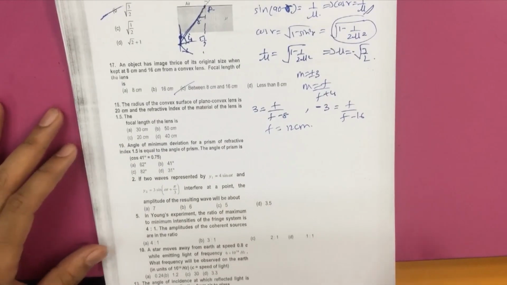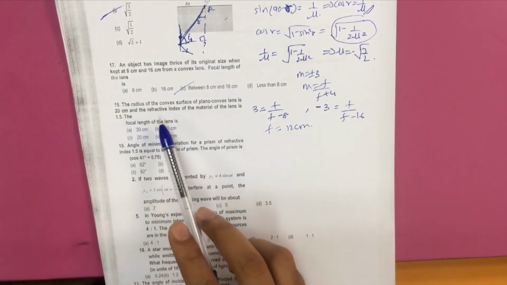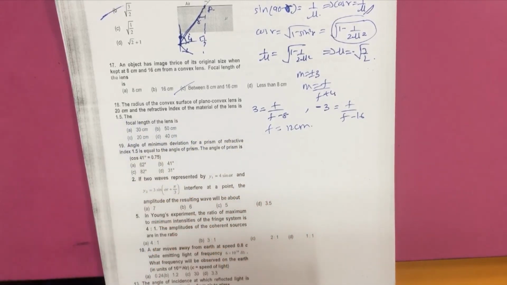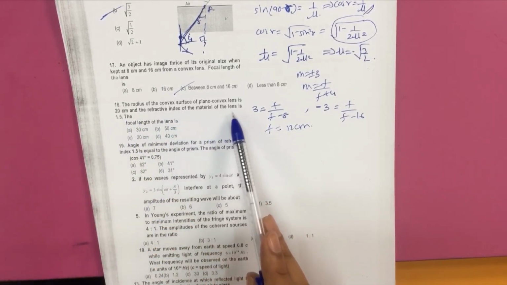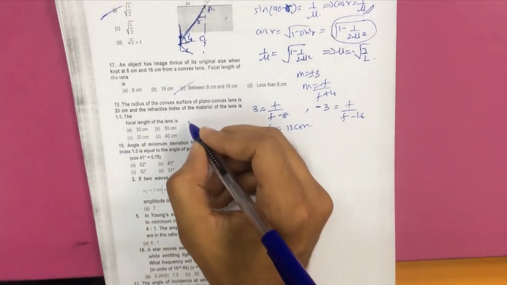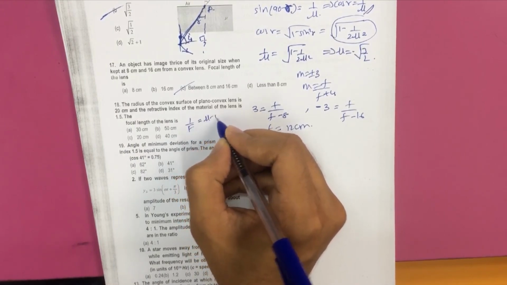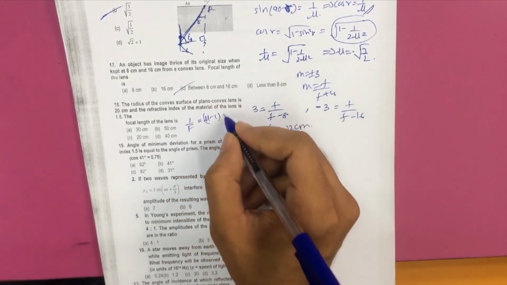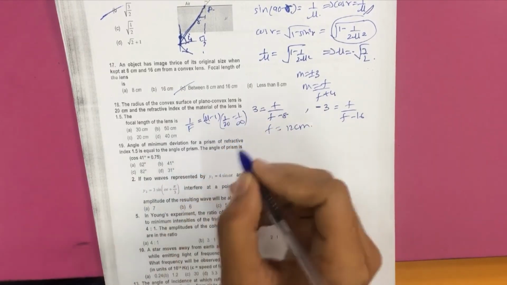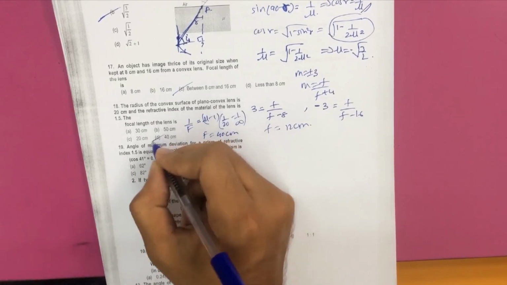Next question. The radius of the convex surface of a plano-convex lens is 20 centimeter and the refractive index of the material of the lens is 1.5. The focal length of the lens is 1 by f equals (mu minus 1) multiplied by (1 by 20 minus 1 by infinity). So from here we will obtain the value of f as 40 centimeter. That is option D.